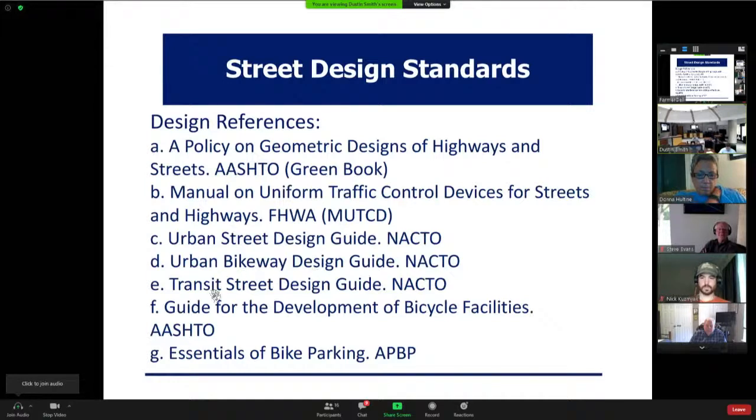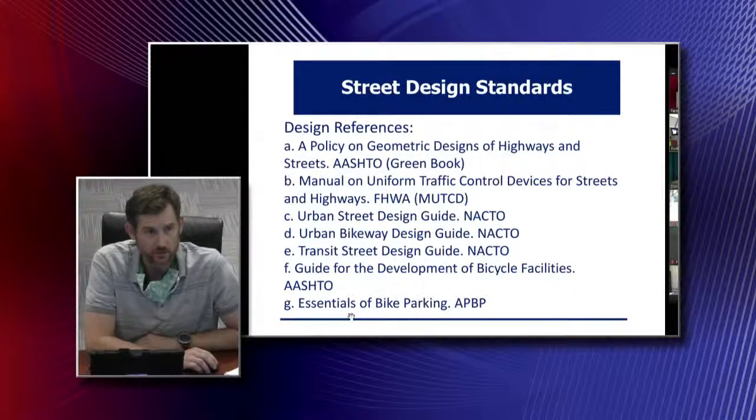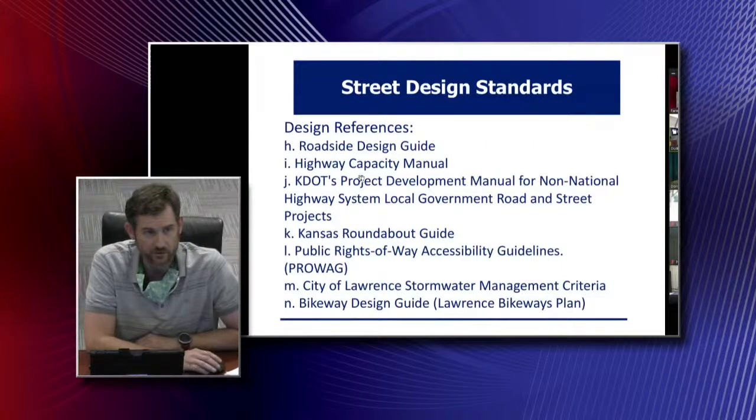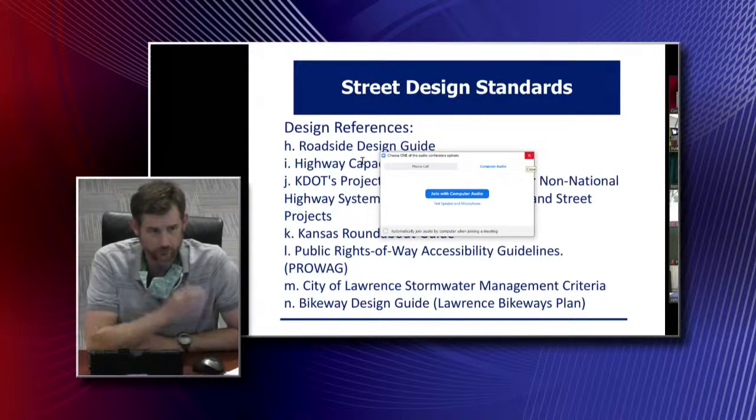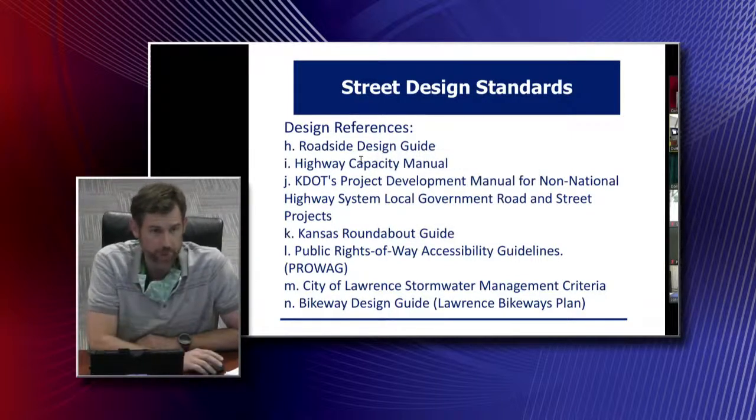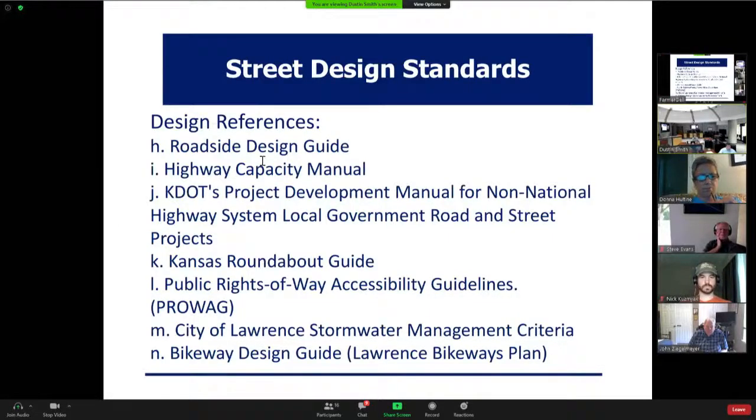Also, there is a guide for bike facilities. ABBP has a bike parking guideline. There's a roadside design guide that deals with roadside safety that we look at. The Highway Capacity Manual looks mainly at intersection improvements and warrants for turn lanes and volume for through lanes.